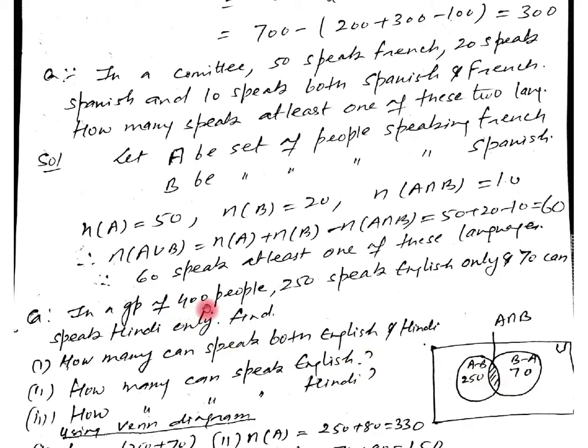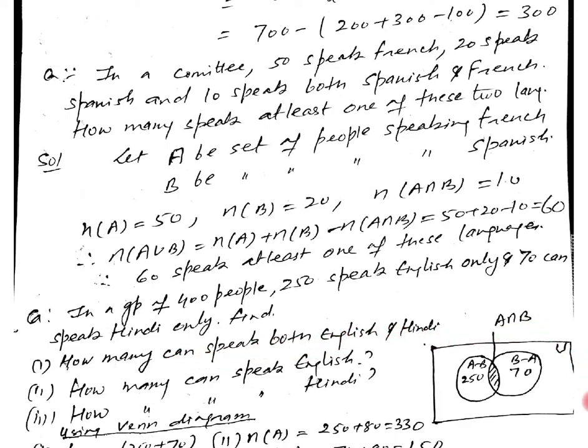See it again. There are 400 people in total. 250 speak English only and 70 speak Hindi only. You have to find out how many can speak both English and Hindi. Here we first assume A is the set of people speaking English and B is the set of people speaking Hindi. So 250 is the number of A minus B, because this is A only. This is B only. This is given to be 250, and this is given to be 70. So we have to find how many can speak both Hindi and English.